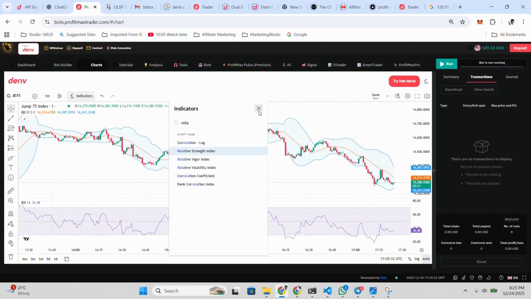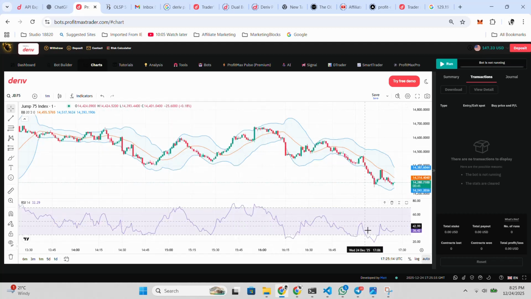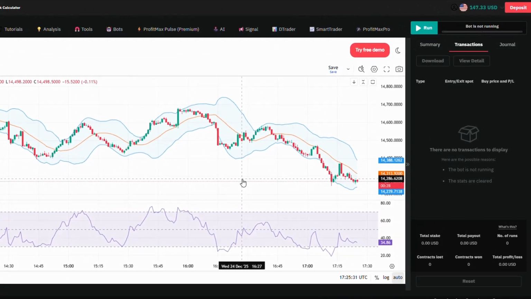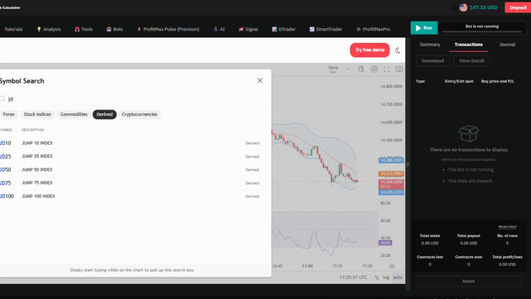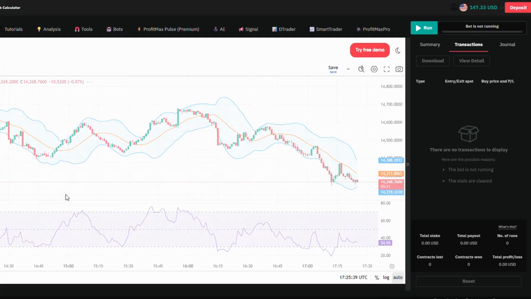Relative strength index. And here you can see the market is, yes, falling, but it looks like it wants maybe to rise, okay? You can see the RSI down there is almost touching the 25 mark, the last line. Once it reaches there, the market normally retracts and starts rising. Let's look at Jump 100.